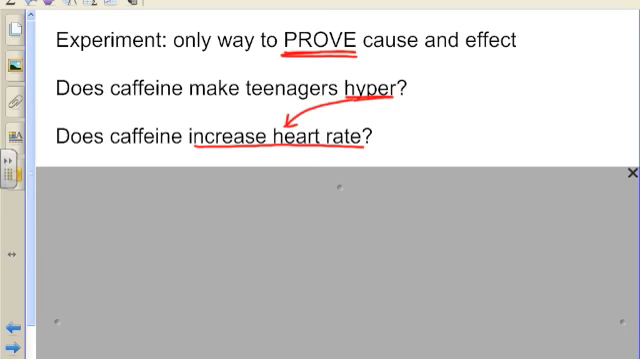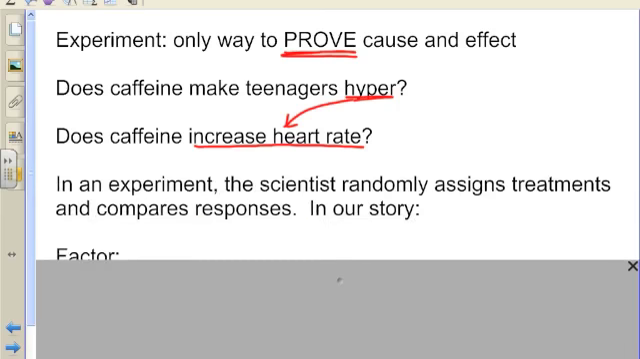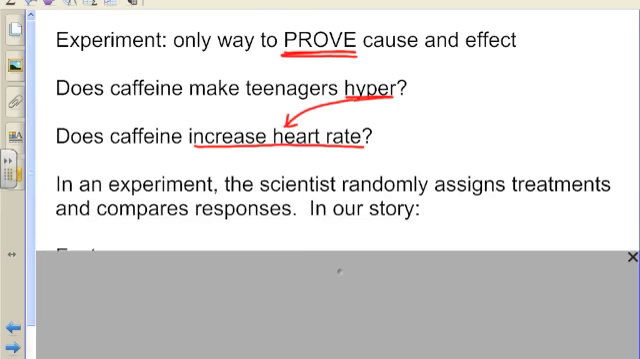And to do that, we're going to need to define some important words so we can all have the same vocabulary here. So in an experiment, the scientists will randomly assign what we call treatments, we'll talk about that, and compare responses. So remember, in an experiment, the scientist assigns what's happening. So we'll say that Mrs. Curtis is the scientist for this experiment, so that means I get to choose who has what thing. And hopefully I'm doing that randomly, not just picking and choosing.